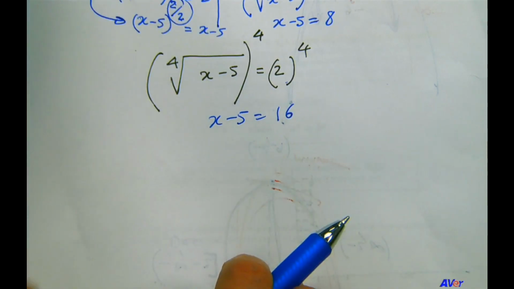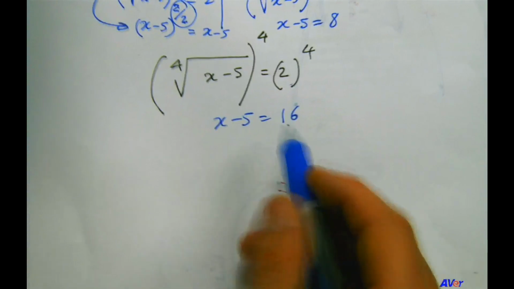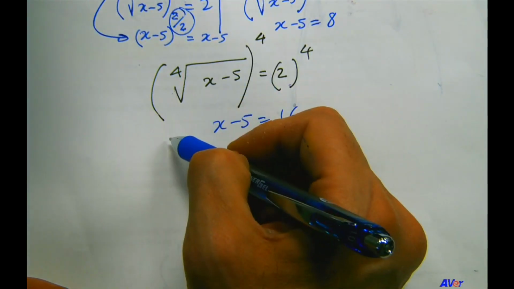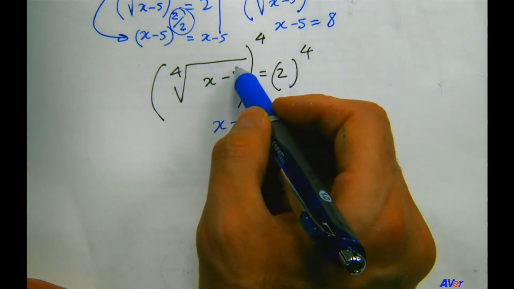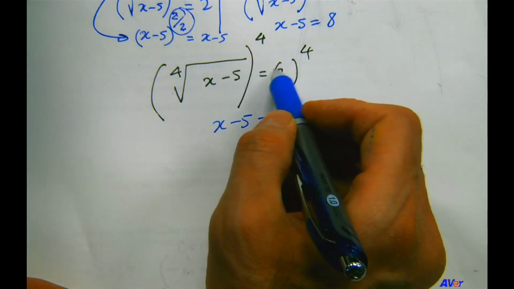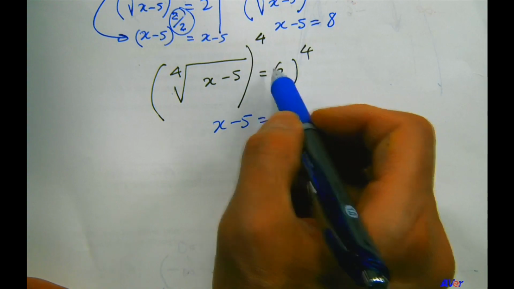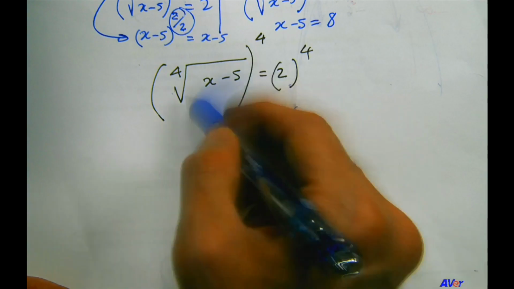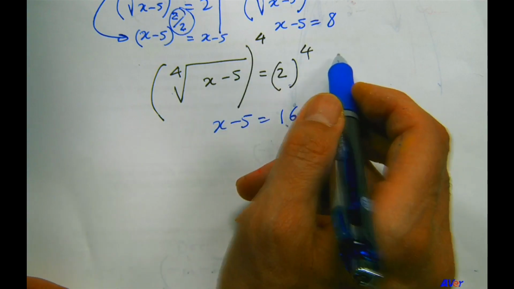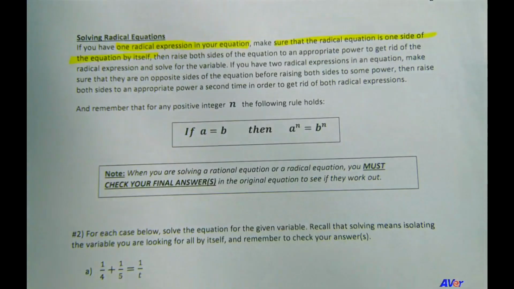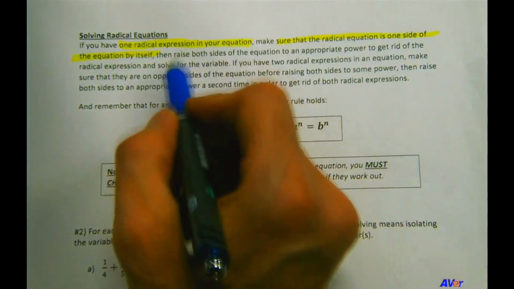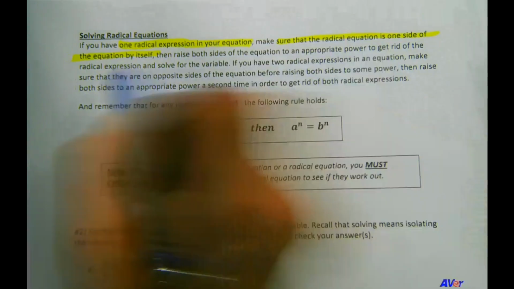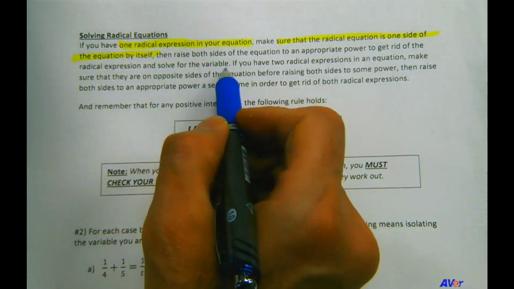Okay. But for this to happen, we must make sure that the radical expression is on one side by itself. Everything else, you send it to the other side. It doesn't matter what it is. It doesn't matter if it's a variable, if it's a constant, whatever it is, you send it to the other side. Okay? That's what that is saying. Then raise both sides of the equation to an appropriate power to get rid of the radical expression and solve for the variable.